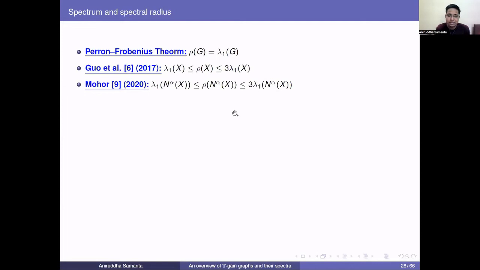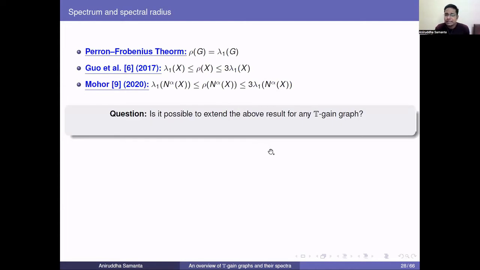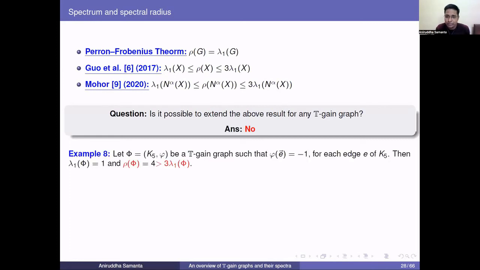Now the question is: is it possible to extend the above results to any T-gain graph? The answer is no. Here we have one example. This is our structure K5, a complete graph with 5 vertices. Its largest eigenvalue is 1. However, its spectral radius is 4, which is strictly greater than 3 times λ1.